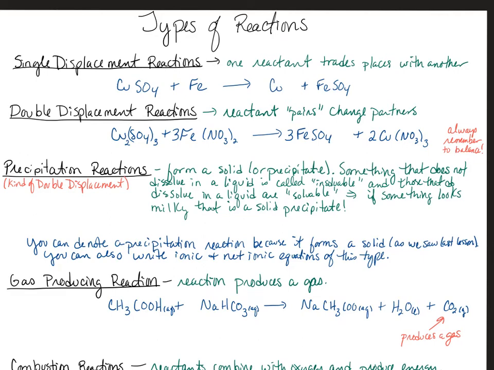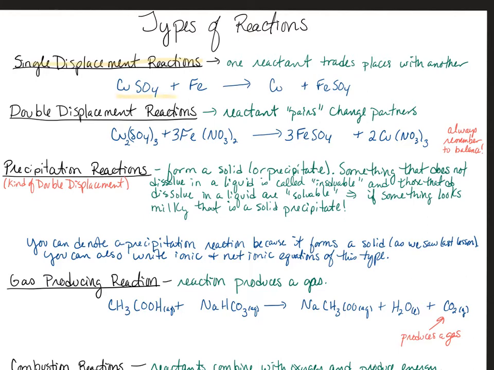So now that you know how to balance reactions, let's talk about different types of reactions. We have the simplest version, and that is a single displacement reaction. This does exactly what it sounds like. One atom kicks out another one, or displaces it.